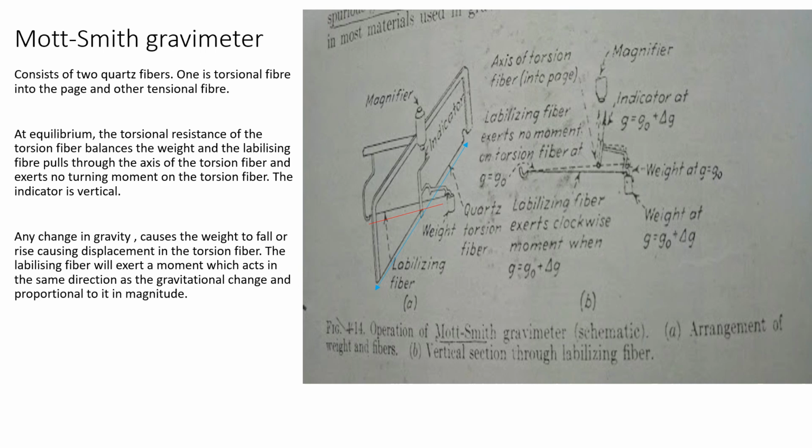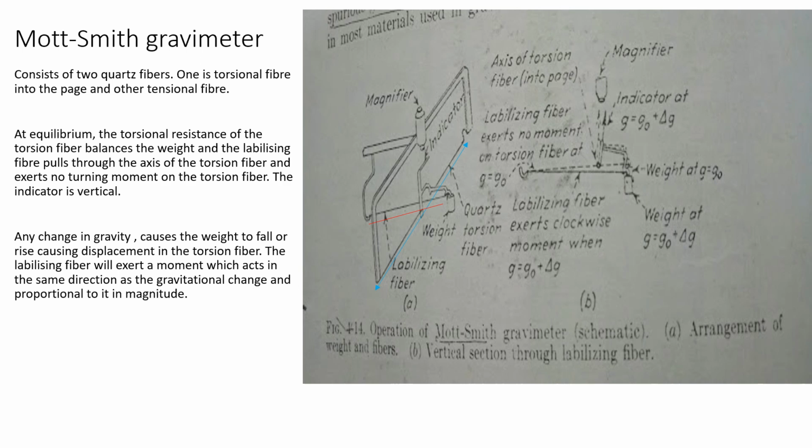And so the tensional fiber, the red fiber, which runs across the axis of the torsional fiber, that is the blue fiber, exerts no turning movement on the weight. This happens in the case of equilibrium condition. Okay, and so the indicator just below the magnifier is vertical.